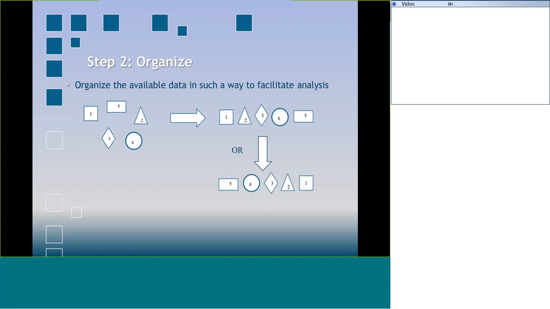The second step is to organize the available data in such a way as to facilitate analysis. This step includes reviewing the project questions to make sure that you have the data necessary to complete the project, reviewing the problem with stakeholders, and managing the data. Data management may be as simple as sorting the data from smallest value to largest, or vice versa. Or you may need to create new variables out of existing data, such as calculating the body mass index using variables for height and weight.